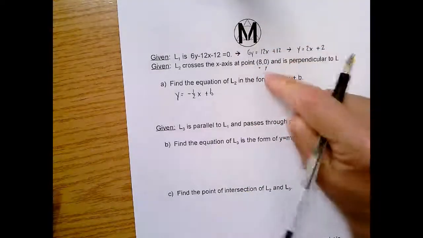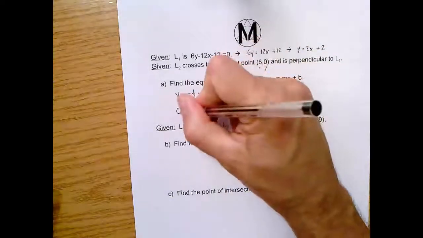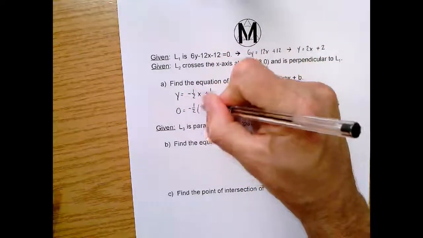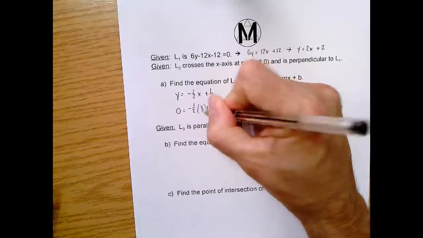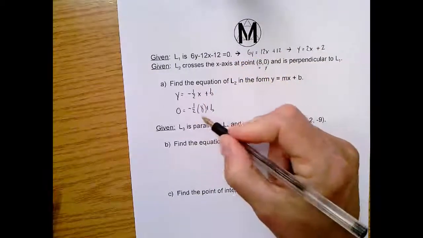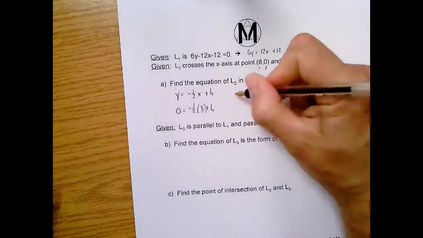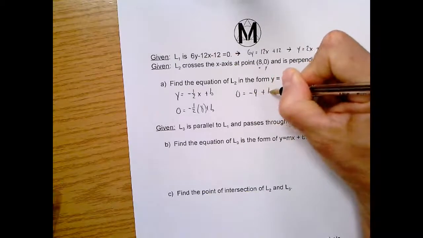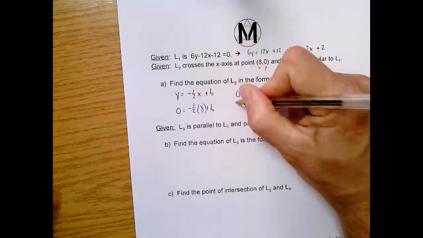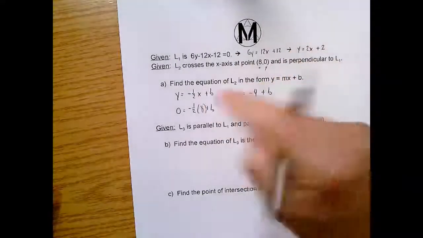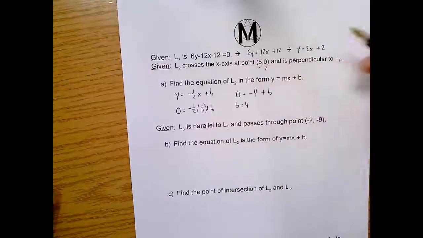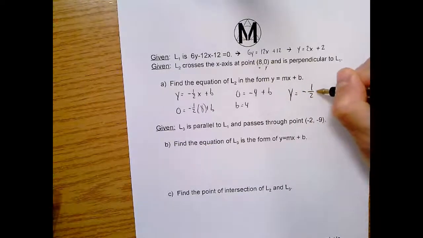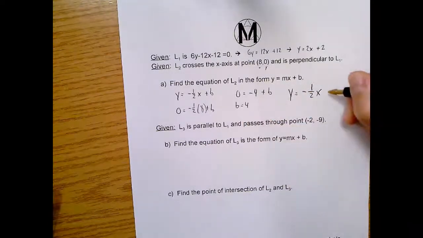So this is an x, and this is a y, right? Plug those in. y is 0, so 0 is negative 1/2 times x, which is 8, plus b. Negative 1/2 times 8 is negative 4. So at this point, you'd have 0 is negative 4 plus b. Add 4 to both sides, and you know b is 4. Now you have all the pieces for your equation. The equation for L2 is y is negative 1/2 x plus 4.